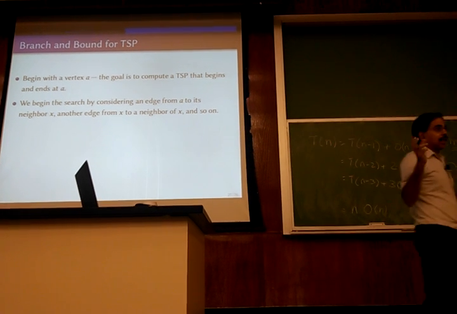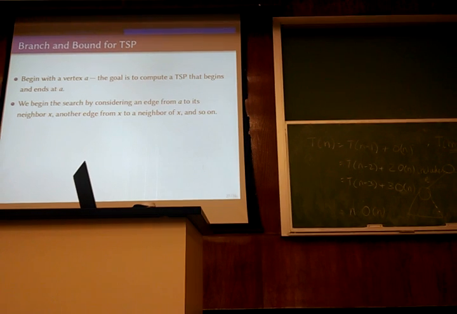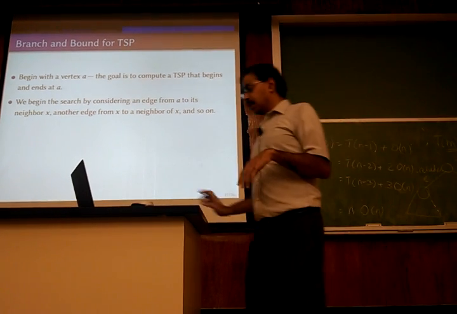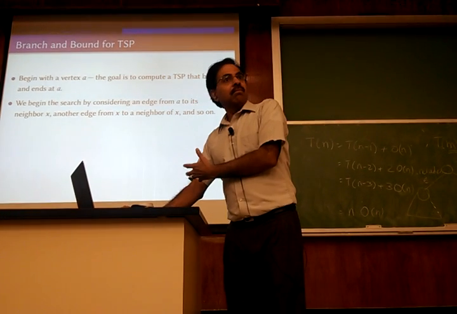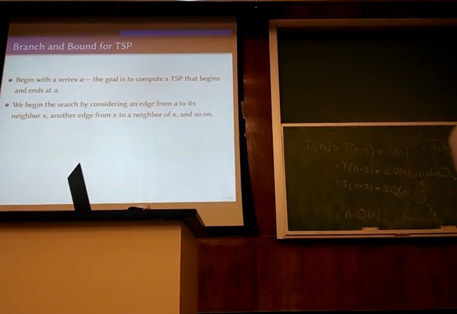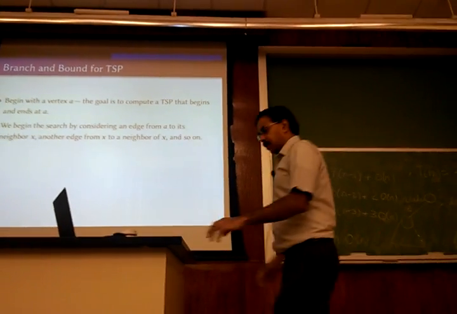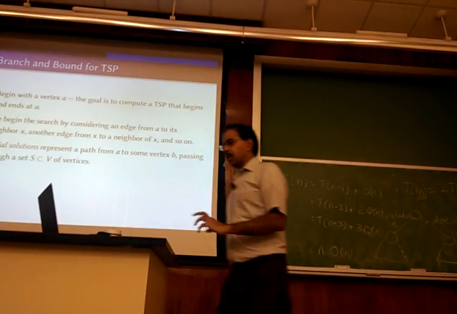So, this tour should start with some edge from A, right? So we pick an edge, and then using that edge, we go to its neighbor X, and then from X, pick another neighbor, and then from there another neighbor, and so on, and we keep doing this until we complete the tour. Okay?